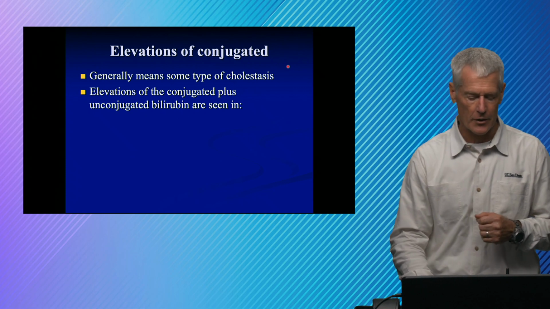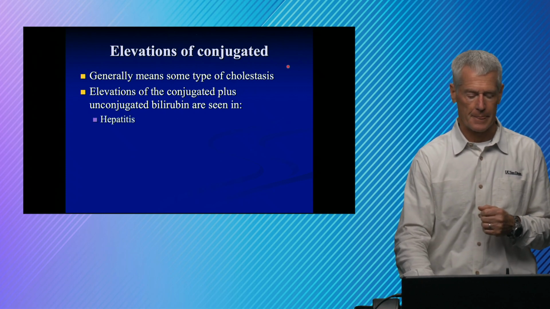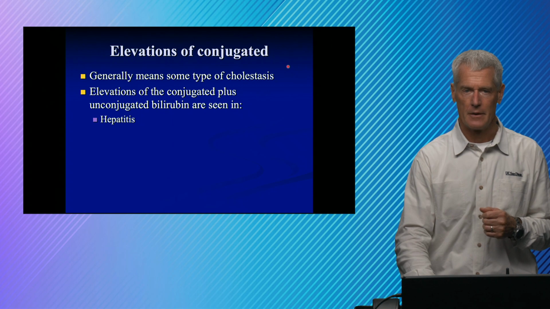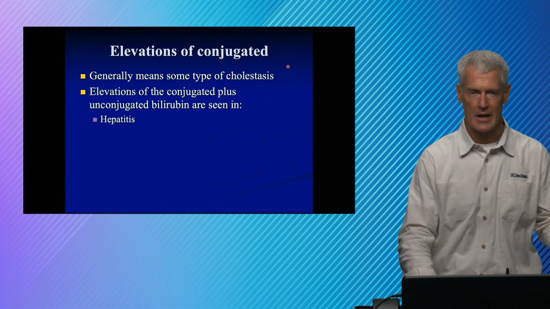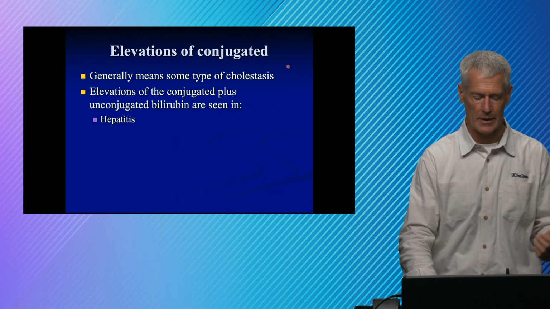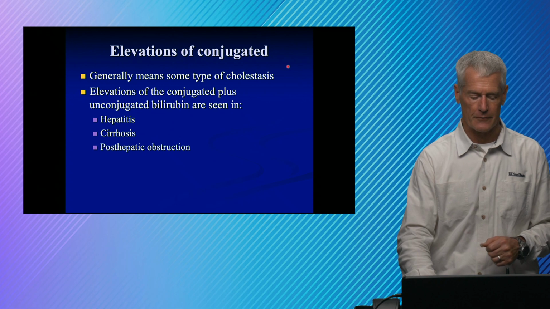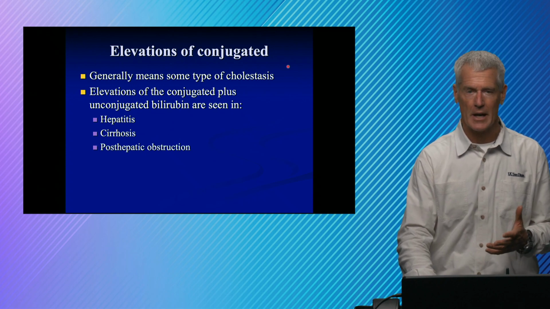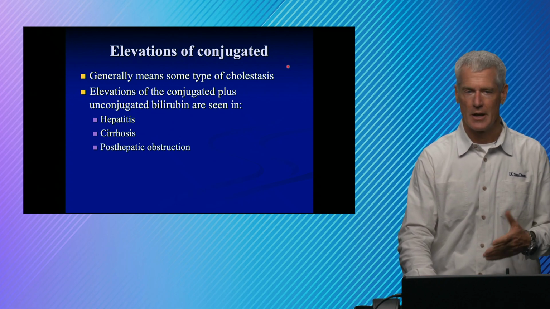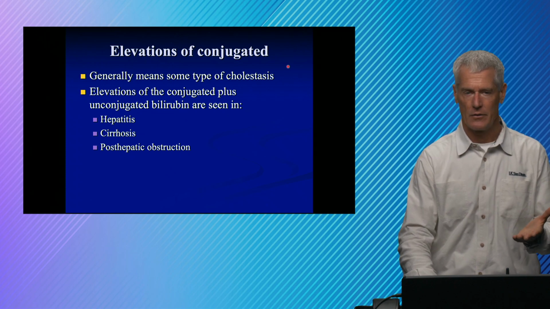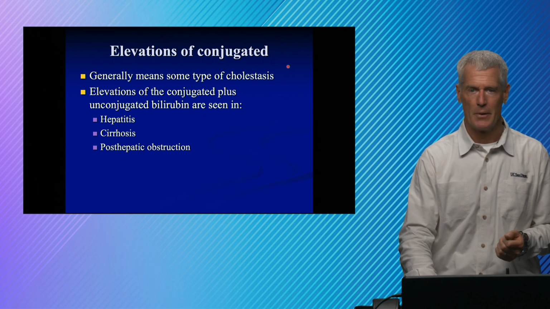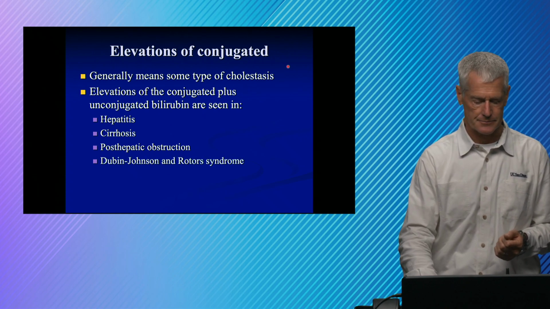So elevation of both of them, hepatitis, that makes sense. Hepatitis, you've got inflammation, your cells aren't working as well, so you can't conjugate it, and when you do conjugate it, you can't excrete it. Cirrhosis is a very similar mechanism. A post-hepatic obstruction, that's cholestasis. It backs up, you get an increase of the conjugated, and if you continue to be unable to excrete that, you also have an impact on the ability to actually conjugate it.